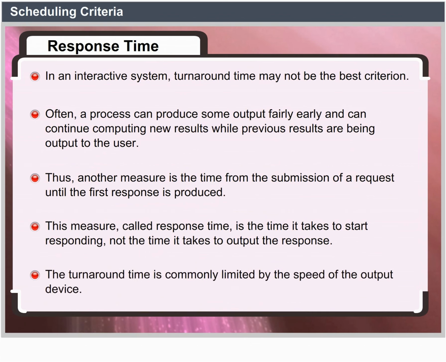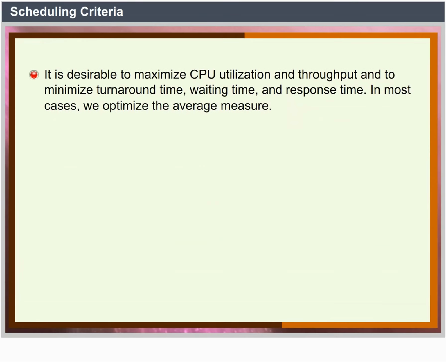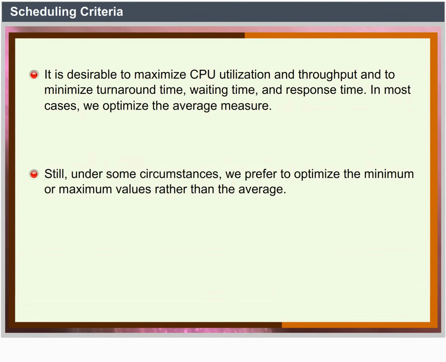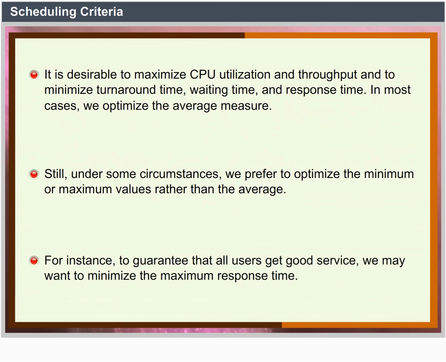It is desirable to maximize CPU utilization and throughput and to minimize turnaround time, waiting time, and response time. In most cases, we optimize the average measure. However, under some circumstances, we prefer to optimize the minimum or maximum values rather than the average. For example, to guarantee that all users get good service, we may want to minimize the maximum response time.